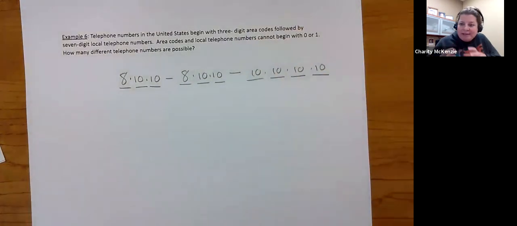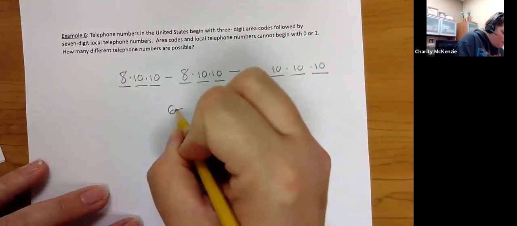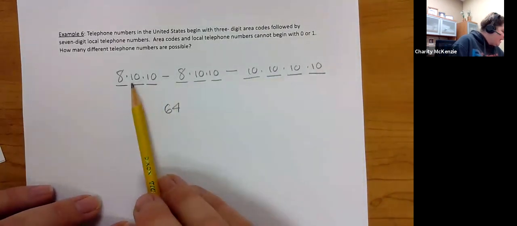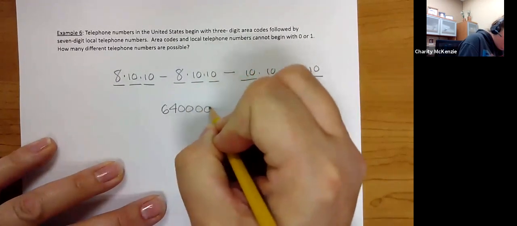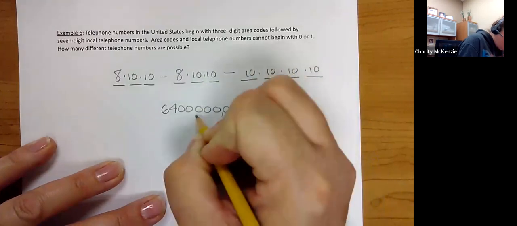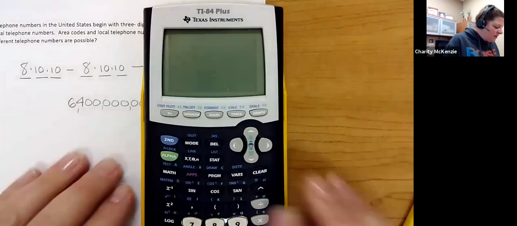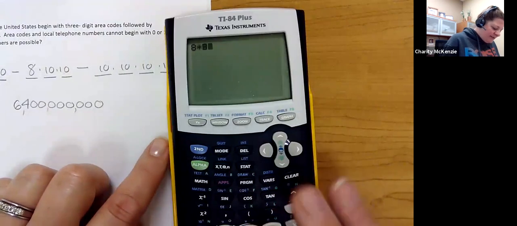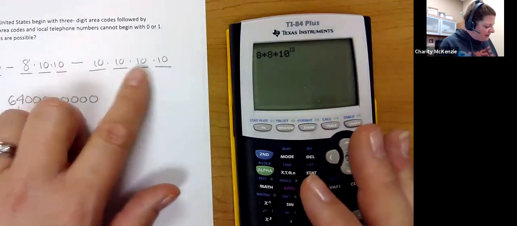So then we multiply our choices together to get our total possible outcomes. If I multiply this together, 8 times 8 is 64, and then 1, 2, 3, 4, 5, 6, 7, 8 zeros. If you put that in your calculator, it's going to put it in scientific notation. So I have 8 times 8 times 10 to the what power? 1, 2, 3, 4, 5, 6, 7. There's 8 of those.